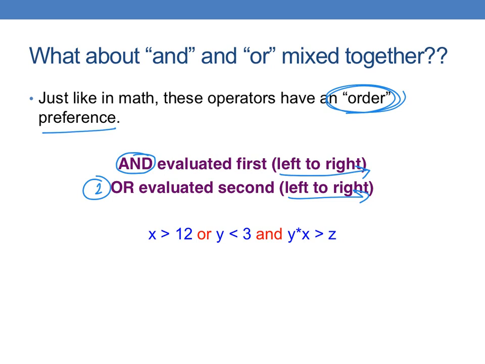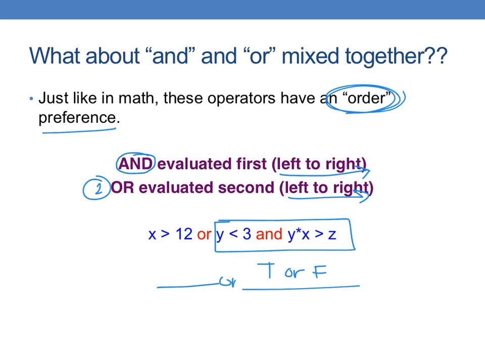So in this statement down here, what you would do is evaluate this piece here. You would evaluate the and first and decide, okay, is this true or false? And then after that, you would tie it together, this or this. So that's how you would evaluate your ands and your ors. You do all of your ands first from left to right, all of your ors second from left to right, and then from there you would evaluate your statement.